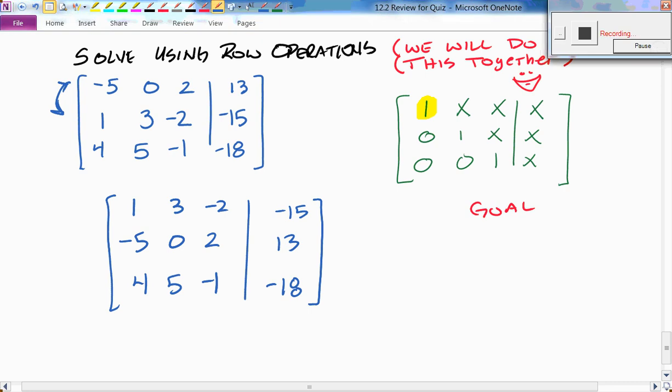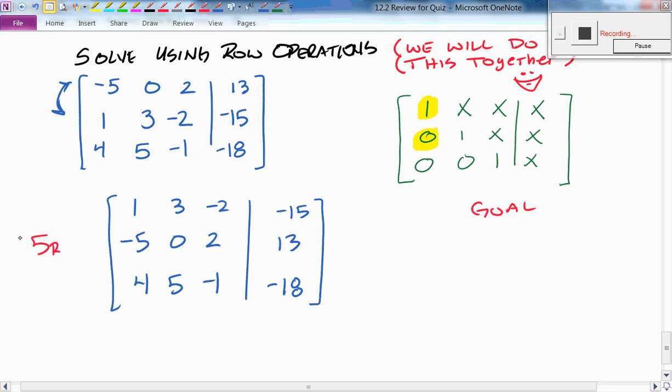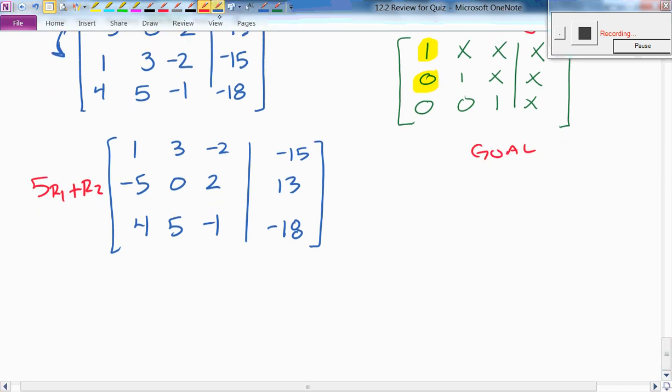Okay, what's our next goal? Now that we have the 1 there, we need to get a 0 here. This is our next objective. How do we get a 0 there? What are we going to do? We're going to say -5 times row 1, and we're going to add it to row 2. That's what we're going to do. Okay? Now, all you have to do is not make a mistake with your multiplication. That's all you got to do, is not mess that part up.